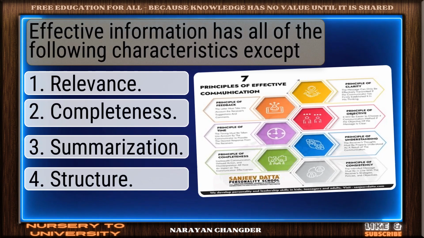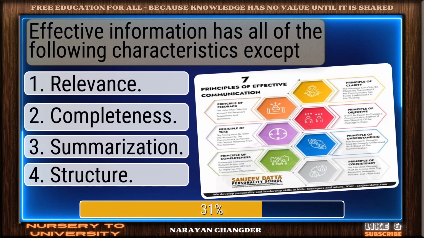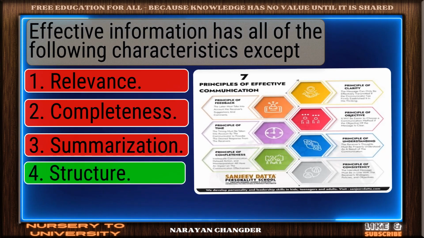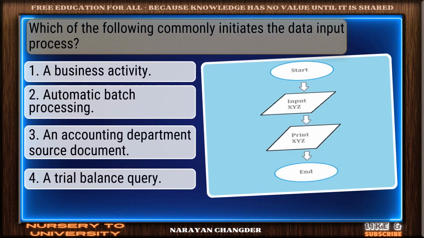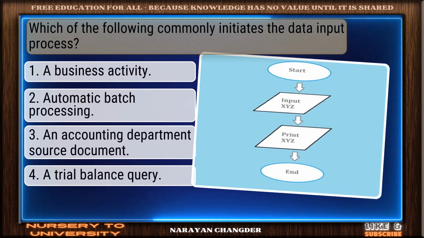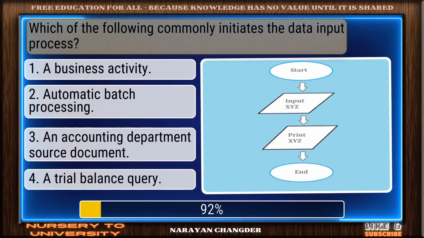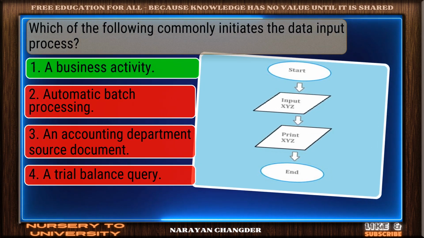Effective information has all of the following characteristics except... Nice work. You chose structure and it is correct. Which of the following commonly initiates the data input process? Solid response. A business activity is a valid choice.